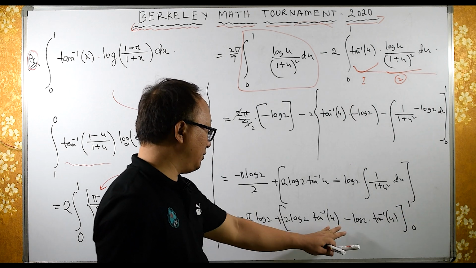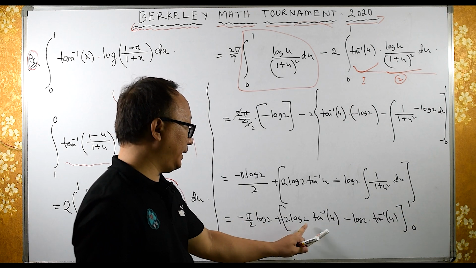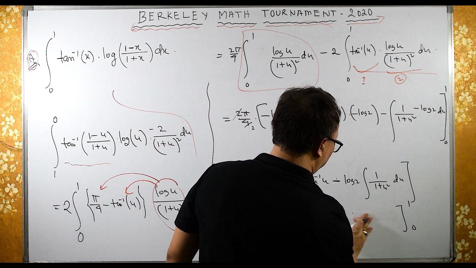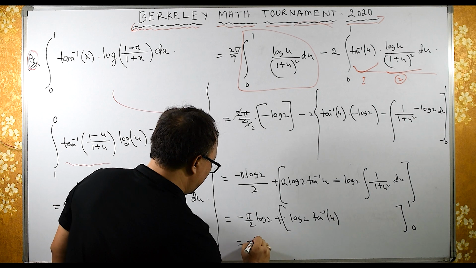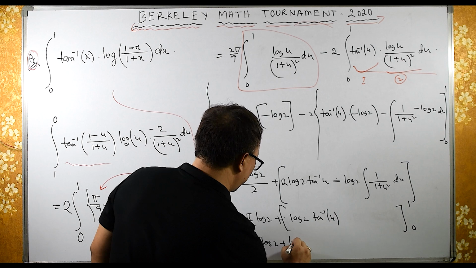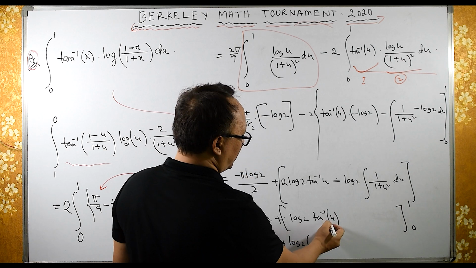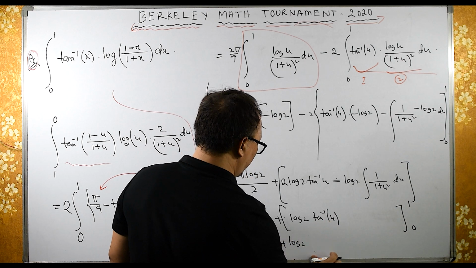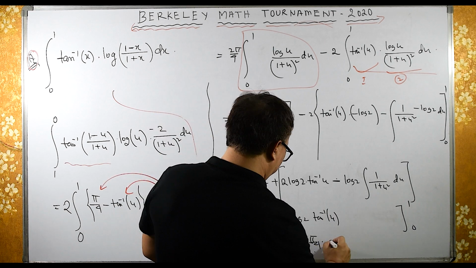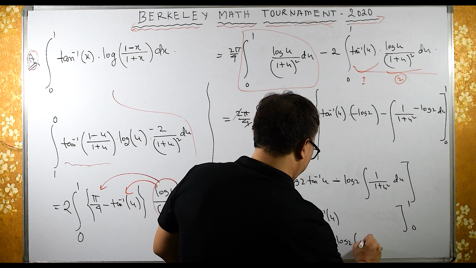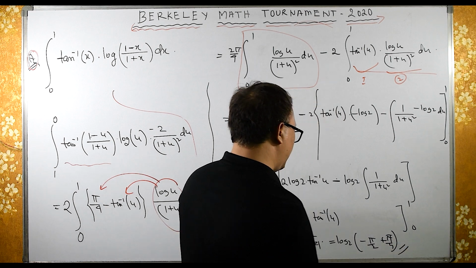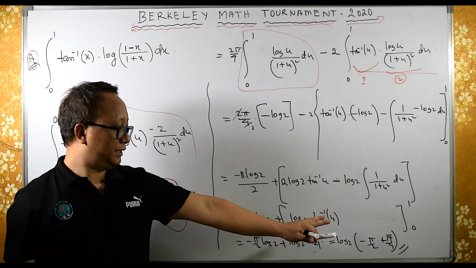If I subtract these two, I will get only one, since twice is there: 2 minus 1 is 1. So I will write only this one, from 0 to 1. This is the same as minus pi by 2 log 2. If I substitute the upper limit, log 2 tan inverse 1. Tan inverse 1 is what? Pi by 4. Into pi by 4. Tan inverse 0 is 0. Therefore, from here I can take log 2 common: log 2 times (minus pi by 2 plus pi by 4). You can keep it like this or you can simplify. This is the required answer.